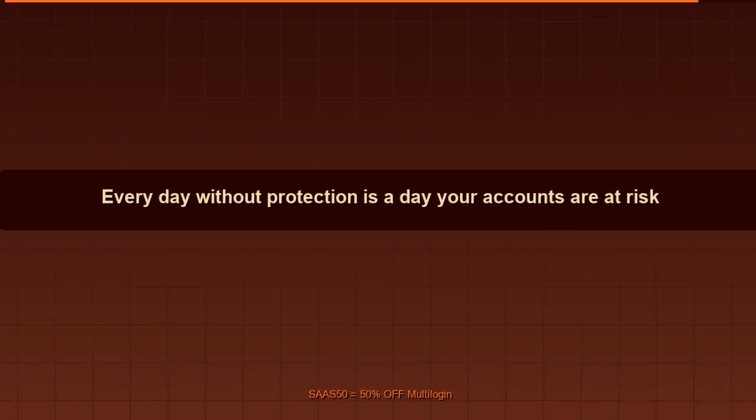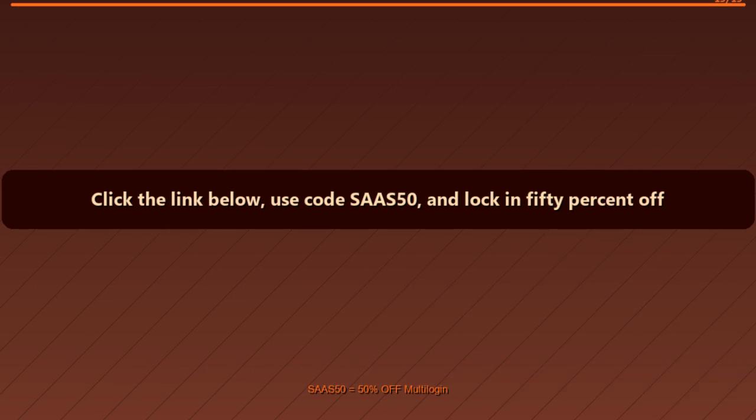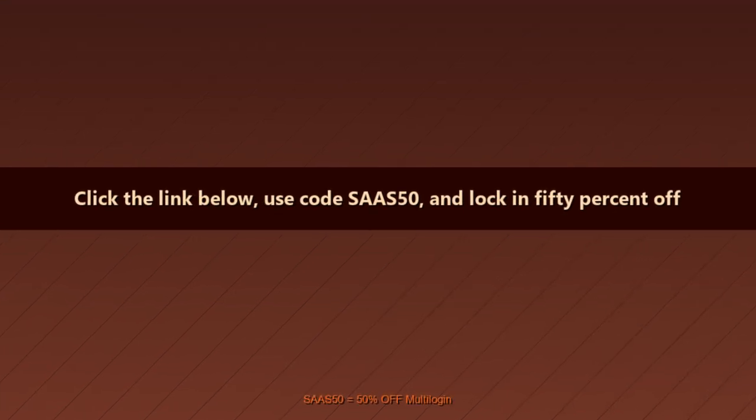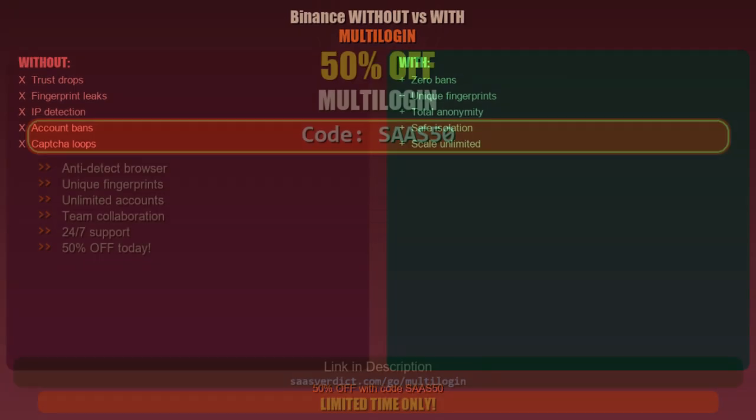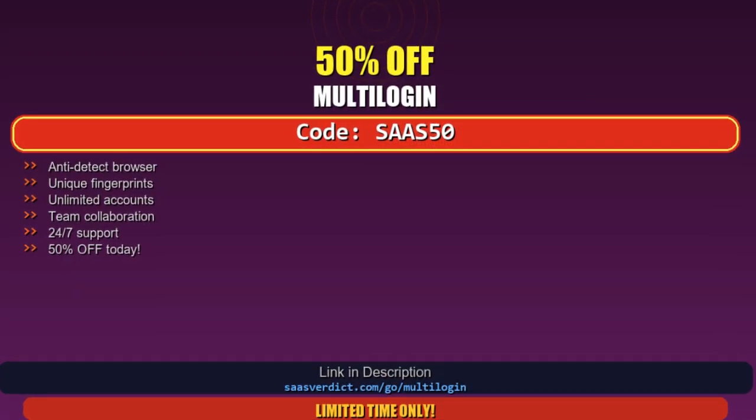Every successful Binance marketer I know uses this approach. It's not optional anymore. It's the cost of doing business in the modern era. Every day without protection is a day your accounts are at risk.